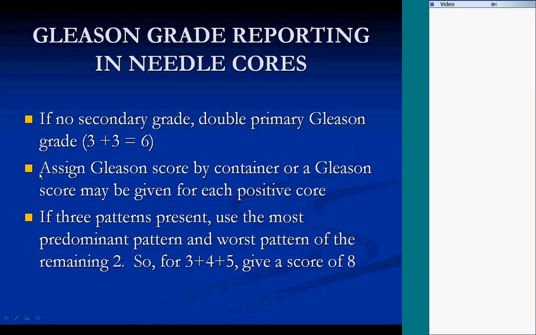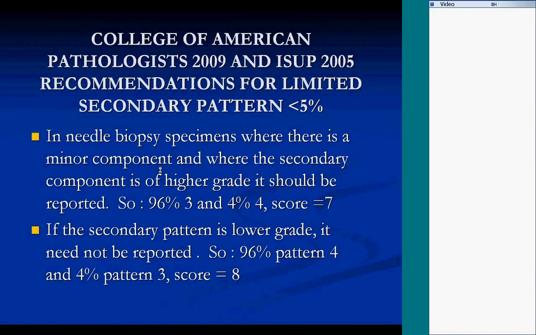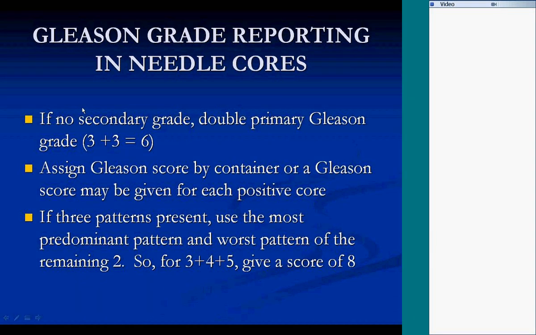And now here's a practice area where there is, I would say, controversy as to how to assign the Gleason grade. Basically, many pathologists will assign the Gleason score by container, even if there are multiple cores. Alternatively, and some pathologists do practice this way, one may assign a Gleason score for each core that is positive for cancer.